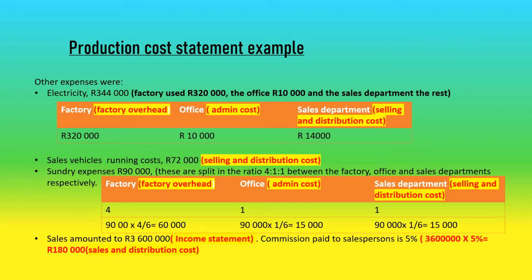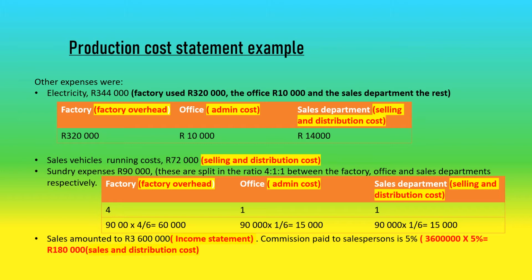Next, it says that other expenses were electricity, which was a total of 344,000. Factory used 320,000, office used 10,000, and the sales department the rest. So again, I've taken the electricity and I have divided it amongst factory, office, and sales department. And then the remaining of sales department was 14,000.